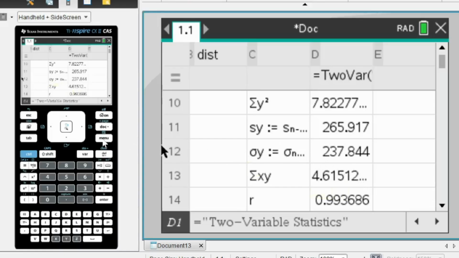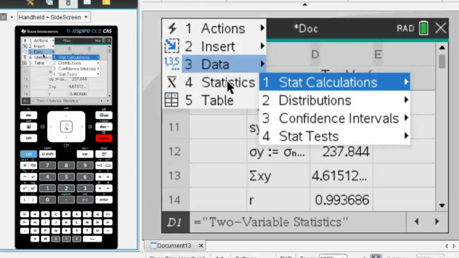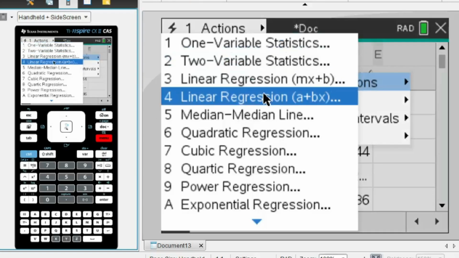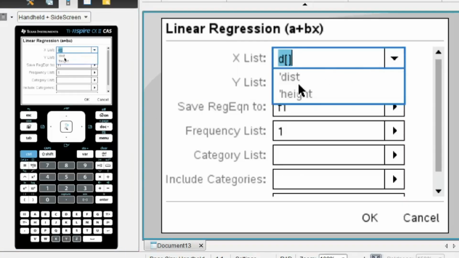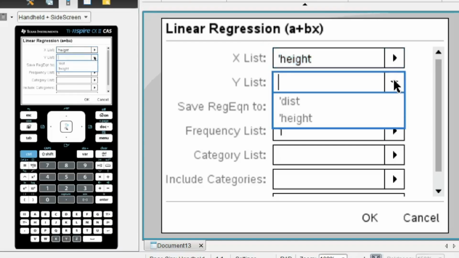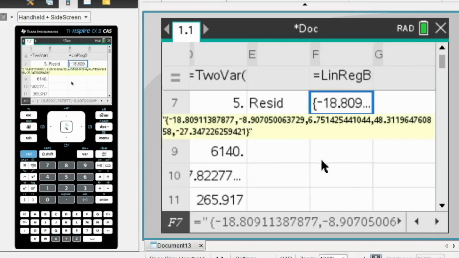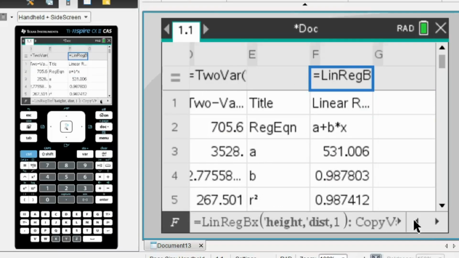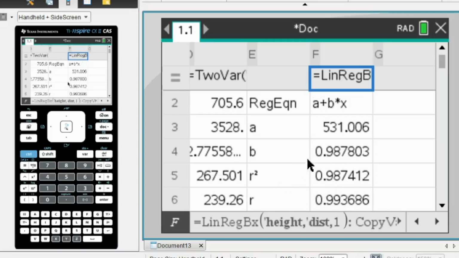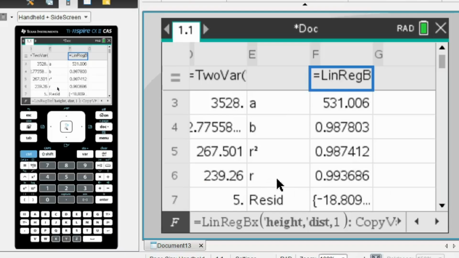So let's go ahead and go to the calculator. Menu, Statistics, Stat Calculation, and we'll do the regression of the height as our x and the distance as our y. So you can see we have our regression now, where that A, we calculated manually, but we can easily calculate it here. Our B, and then of course there's our R squared and our R. So there's our whole regression.